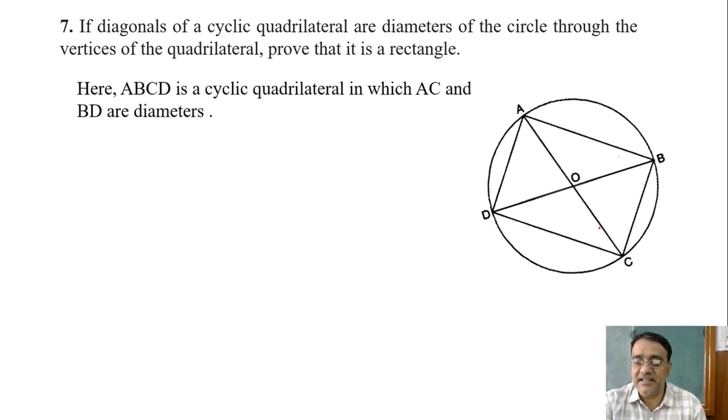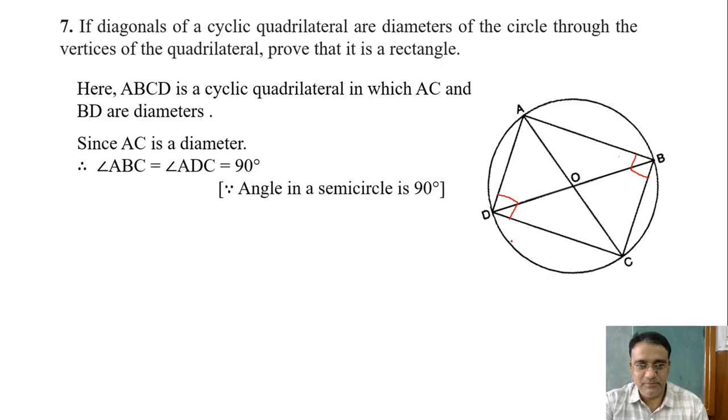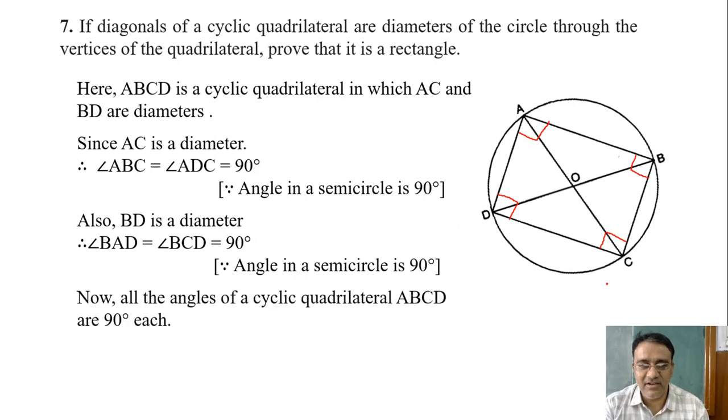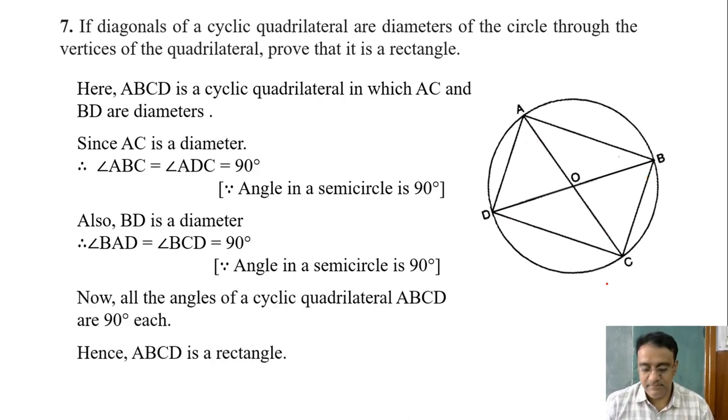Now since AC is the diameter, this angle is 90 degrees. Why? These two angles. Angles in a semicircle. Very good. Angle in a semicircle is 90 degrees. Similarly, if BD is a diameter, this angle and this angle are equal to 90 degrees. So now all the angles of the cyclic quadrilateral ABCD are equal to 90 degrees. Therefore ABCD is a rectangle. Any doubt? No, sir. Okay.